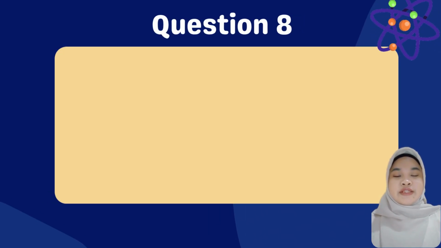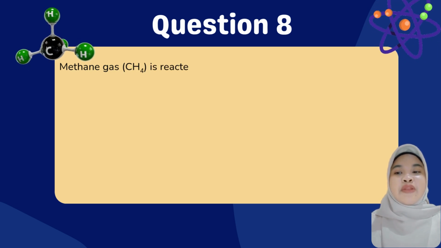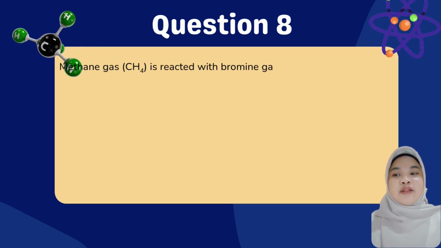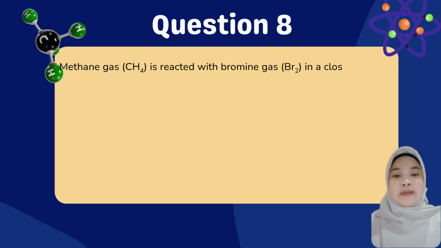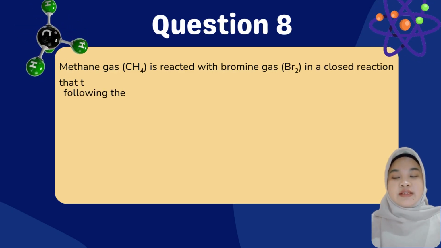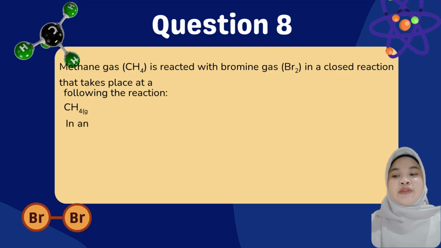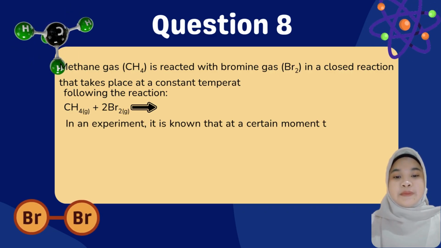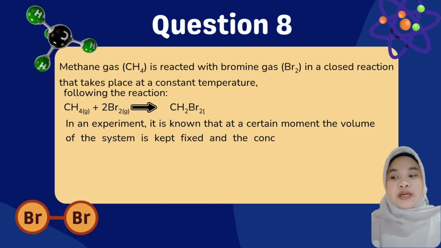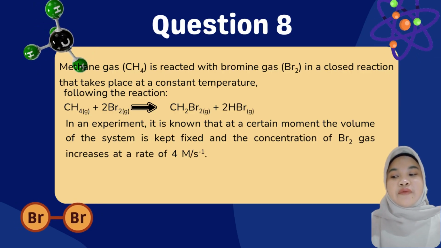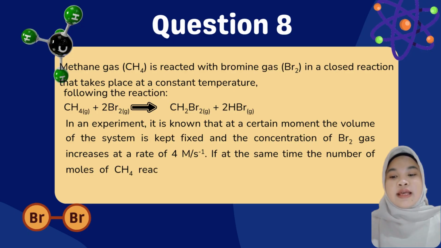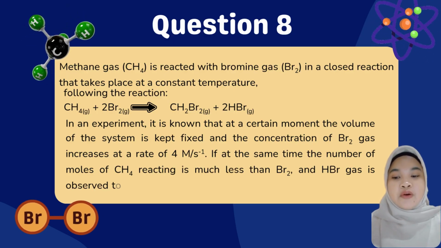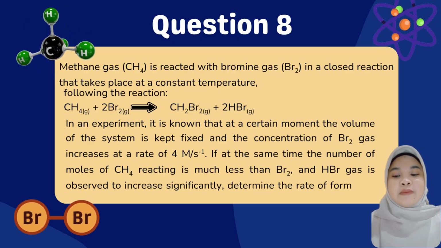Moving on to question number 8. Methane gas CH4 reacts with bromine gas Br2 in a closed reaction that takes place at a constant temperature. Following the reaction, methane plus bromine produce CH2Br2 plus 2HBr, and the concentration of Br2 gas increases at a rate of 4 M per second. Determine the rate of formation of CH2Br2 in units of M per second.